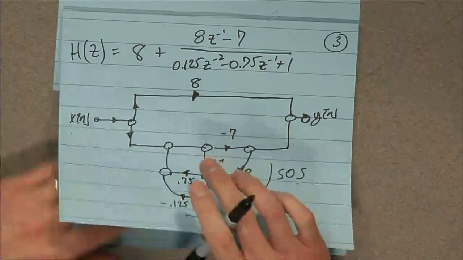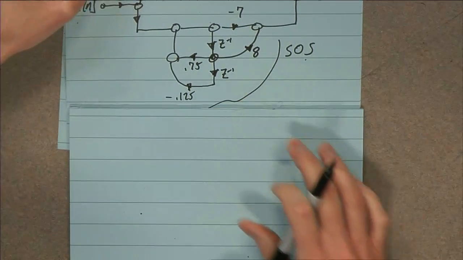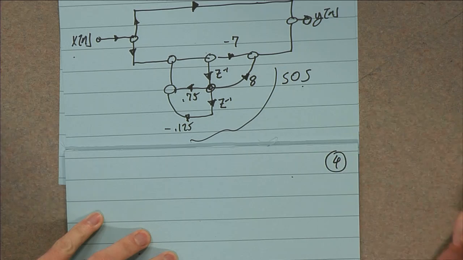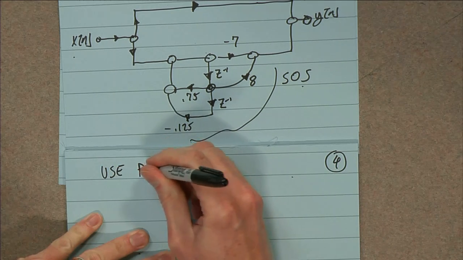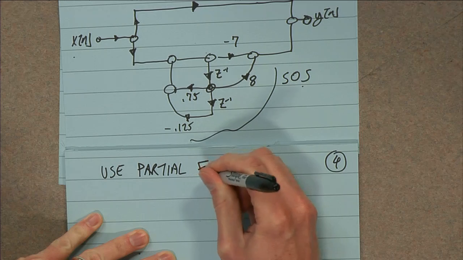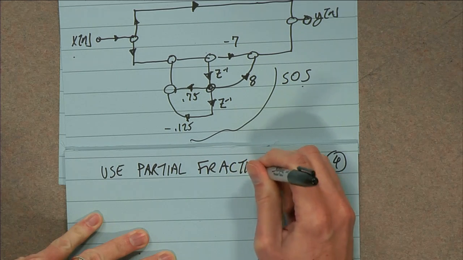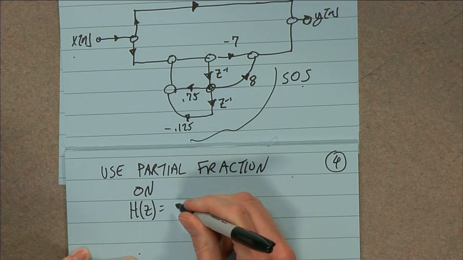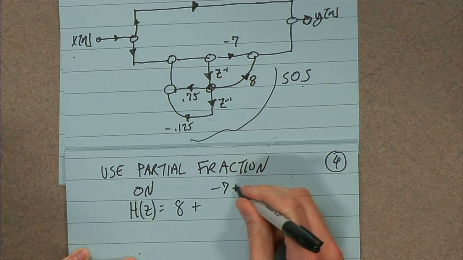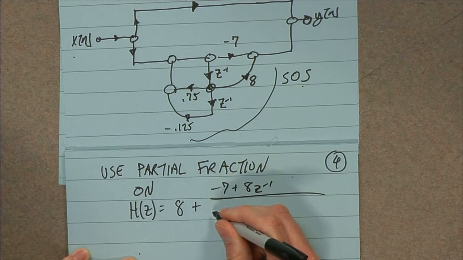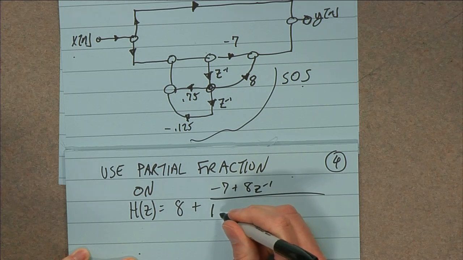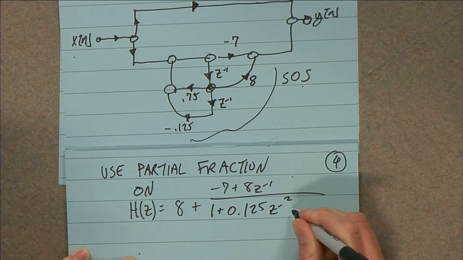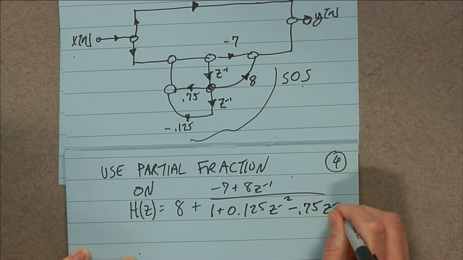But we're talking about how you can really parallelize this completely. So take it all the way to the final step. How would you do that? Well, that goes back to using partial fraction expansion on H of z, which was what? 8 plus 1 plus 0.125 z to the minus 2 minus 0.75 z inverse there.